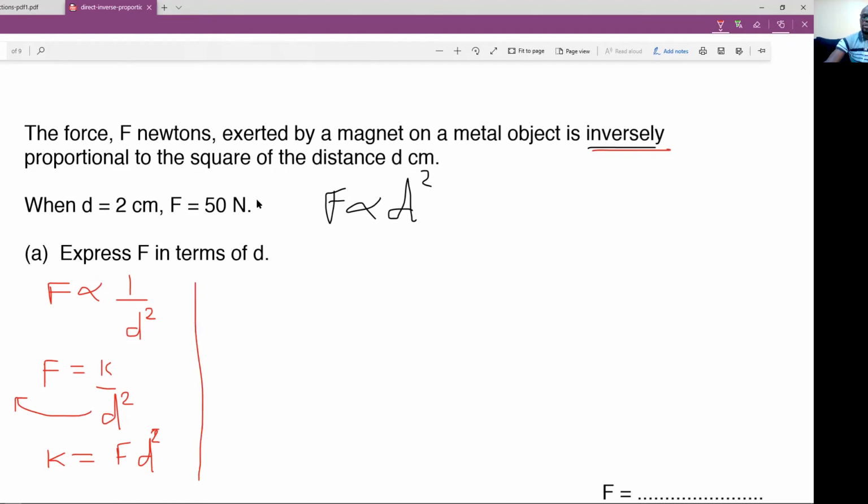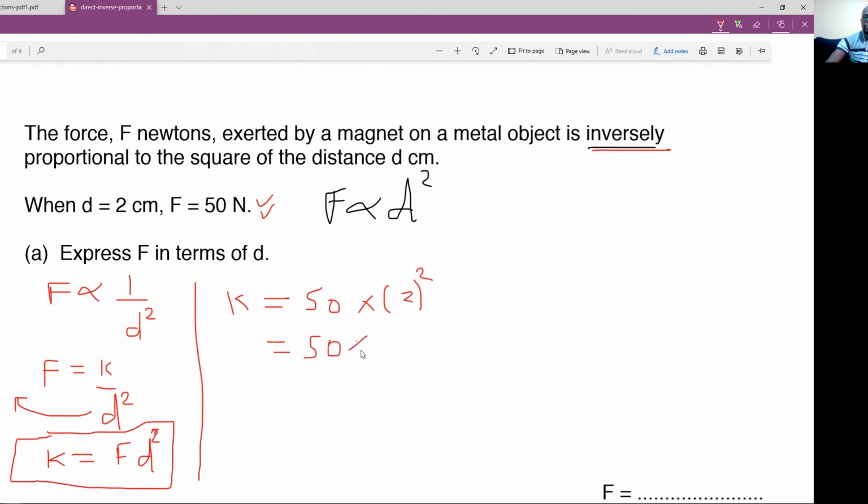And then now we want to use our first set of values to find k. So you just take the 2 centimeters for distance and 50 newtons for force and plug it into this equation for k. So we'll take 50 multiplied by d, which is 2, squared. That's from this expression of k. That means you'll have 50 by 4. And that's going to give you 200.